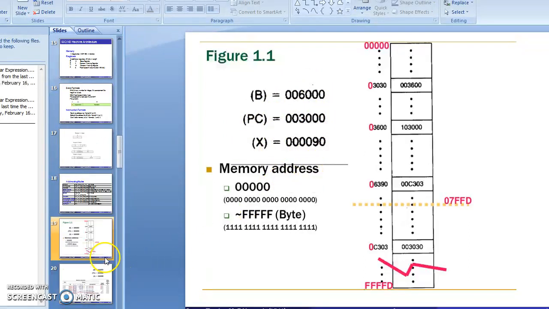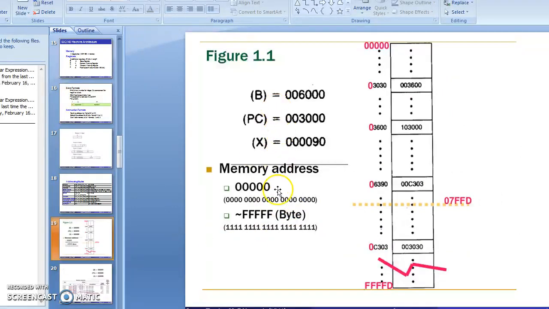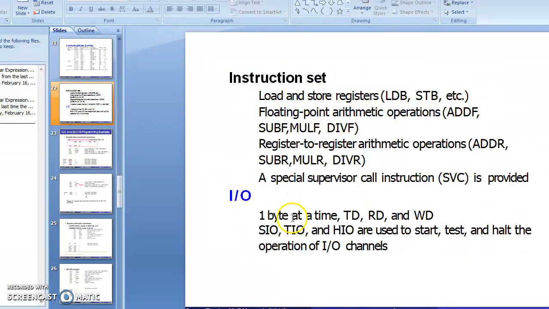The next one, this is the corresponding memory instruction. What we have to place in a corresponding element. Then this is the corresponding base relative mode, program counter mode, and addressing mode. This is the target device calculation. This is the addressing mode summary.